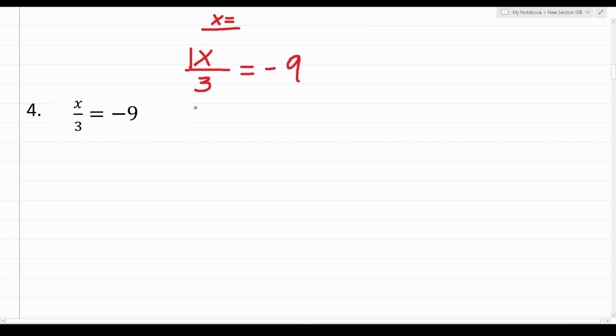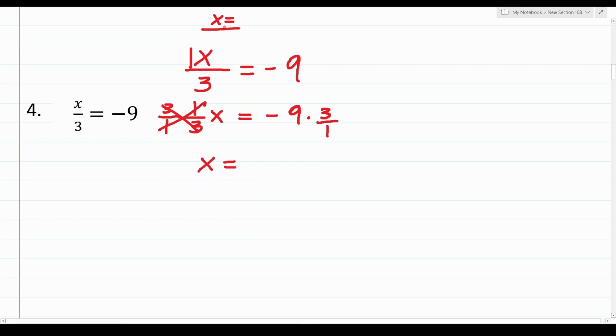And then you can actually rewrite this to be 1 over 3 times x equals -9. Now, we just have to get rid of this 1/3 in front of this x. And the way we're going to do that is we're going to multiply 1/3 by its reciprocal, which is 3 over 1. And we're going to do that to this side of the equation as well. So again, this is going to cancel out here and here, leaving you with just x on this side.